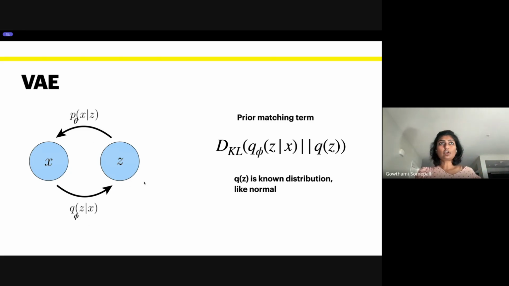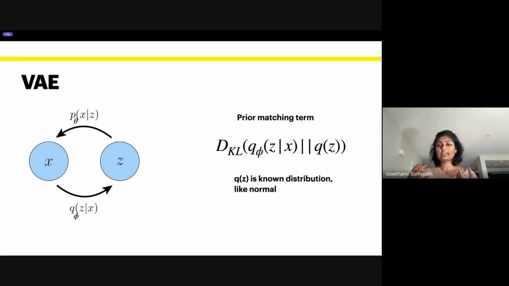Since we already approximated that Z is going to be a Gaussian distribution, let's try to bring these two distributions closer to each other. The first distribution is Q phi Z given X, where we're trying to learn a distribution given the image. The second is Q of Z, which is just a Gaussian distribution, a standard normal distribution. And we want to bring these two distributions closer to each other.